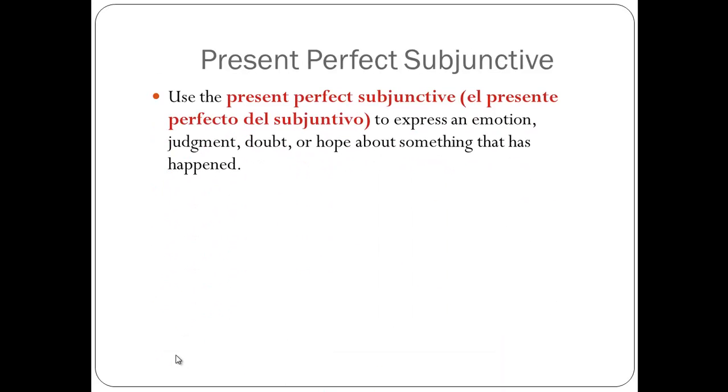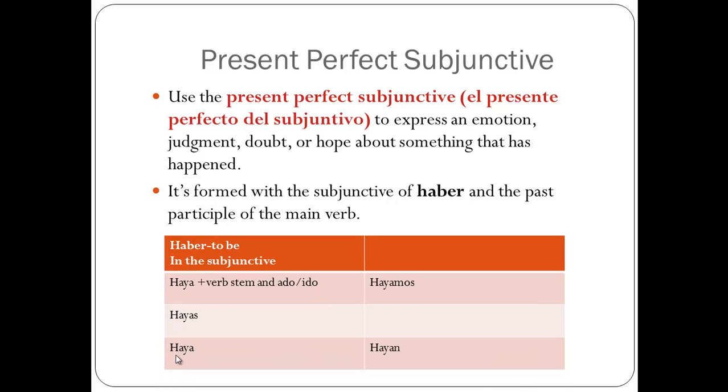But now what we're going to do is talk about the present perfect subjunctive. The present perfect subjunctive expresses an emotion, judgment, doubt, or hope about something that has happened. So we just learned the present perfect. We said things like, I have eaten the hamburger. Yo he comido la hamburguesa. Or, I have seen the light. Yo he visto la luz. We would use the present perfect subjunctive if there was a trigger at the beginning of the sentence. So I could say something like, it's important that you have done the homework. Or, I'm happy that I have seen you today. So that would be the present perfect subjunctive.